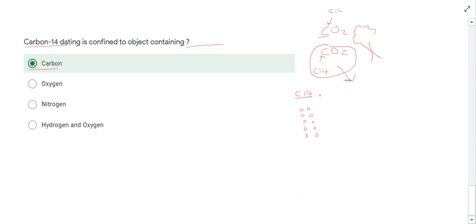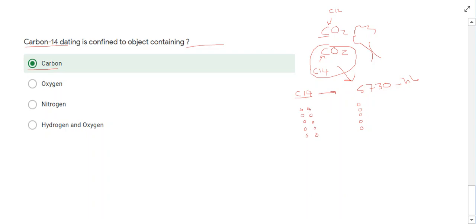So every 5,730 years, half of these will have decayed. Okay, so it has a half-life. That's its half-life of 5,730 years. So what that means is that if you start off with 10 carbon 14s, after 5,730 years, you're going to have 5 carbon 14s left.